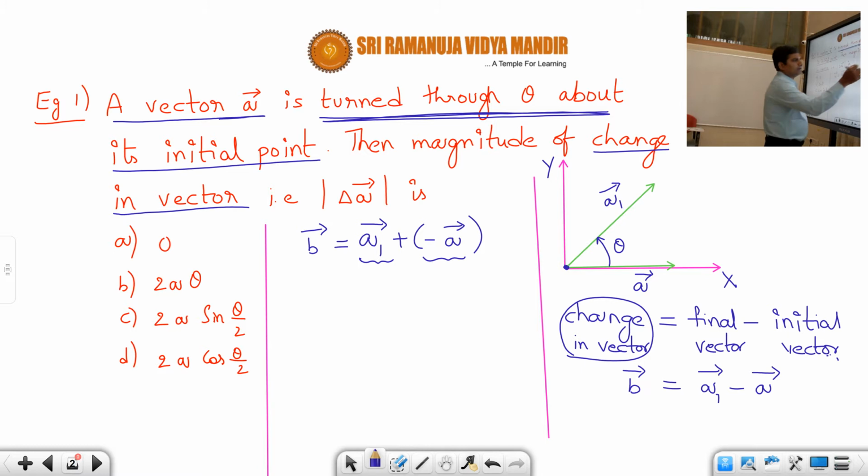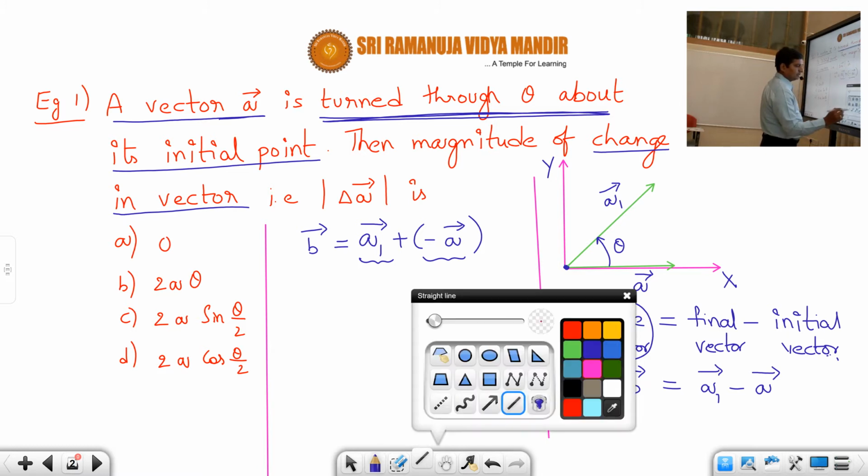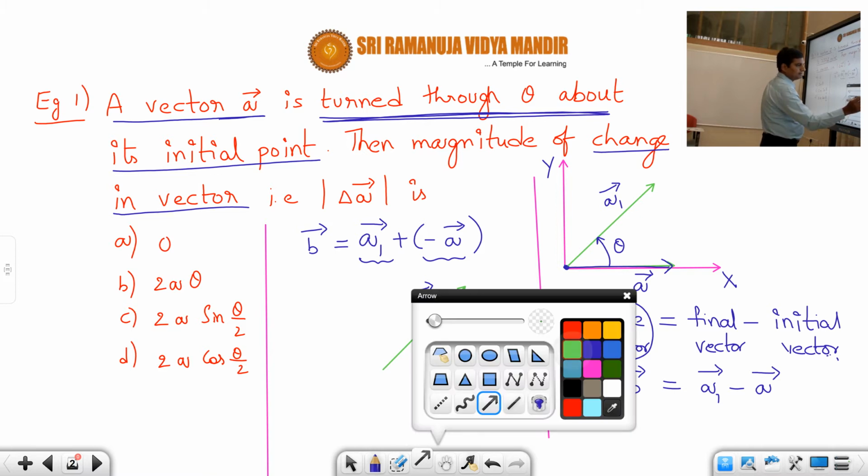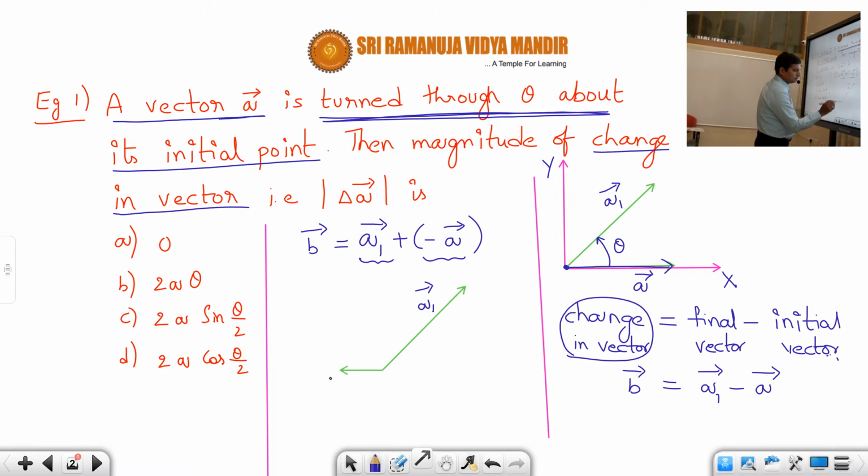So according to the diagram, I have the A1 vector in the same direction, students. A1 I'll keep like that only. This is called the A1 vector. Now plus of minus A vector, students. Minus A vector means what? This is the A vector. Minus A vector will be which side, students? It will definitely be opposite to it. This is called minus of A vector, students.